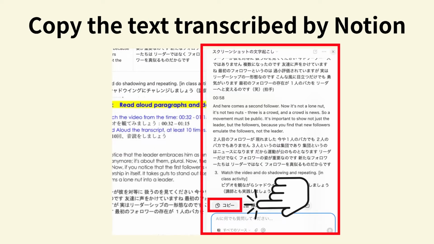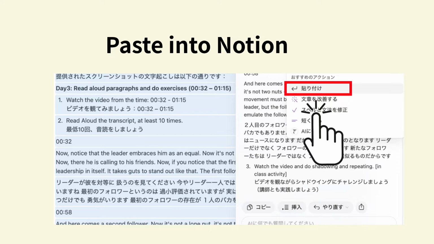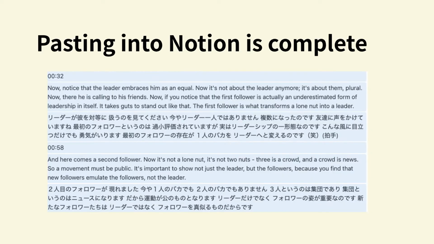Notion has transcribed the screenshot into text. To use the result, click the Copy button below. Here, click Paste to insert the text into your Notion page. The transcribed text has now been pasted into Notion like this. Both the English and Japanese sentences are displayed together, and from here, we'll start organizing them.